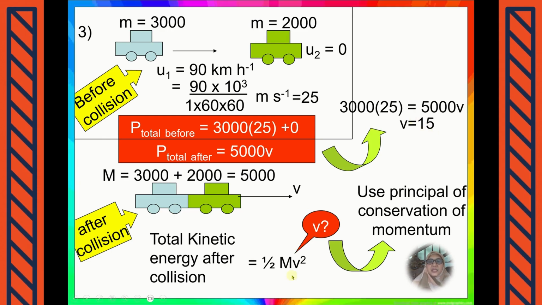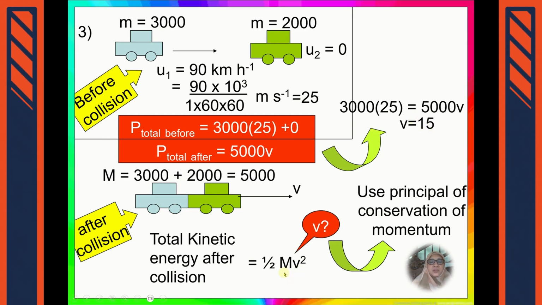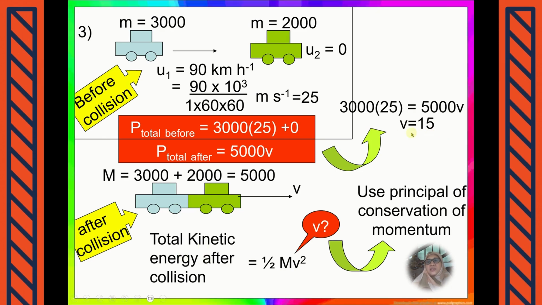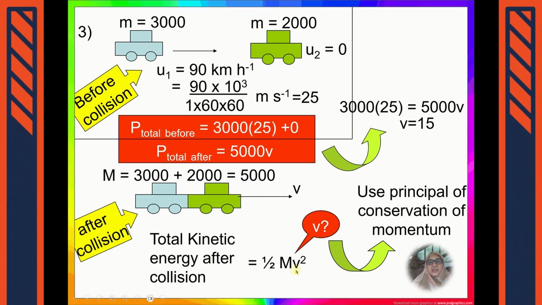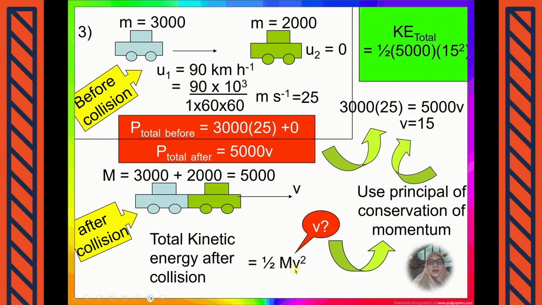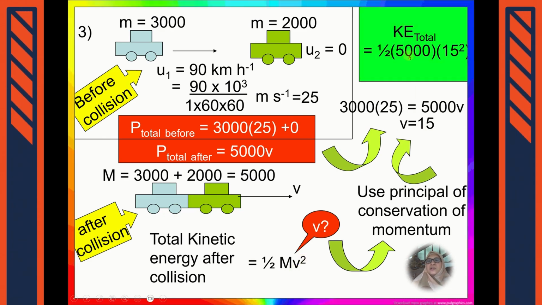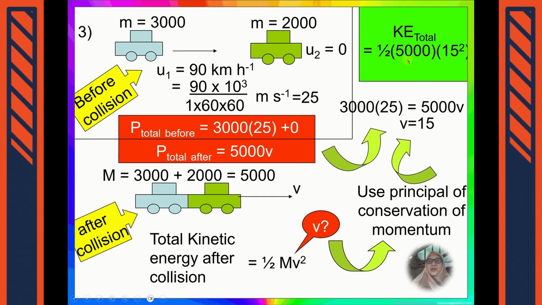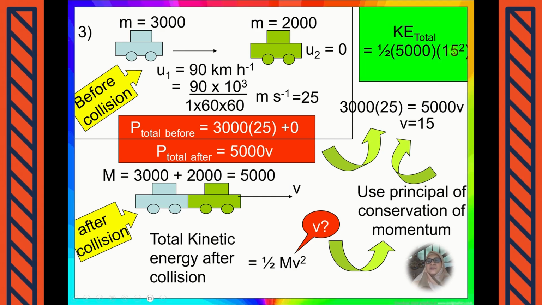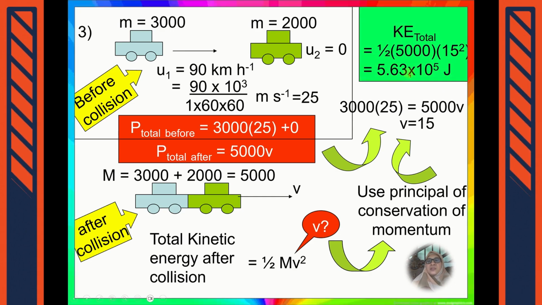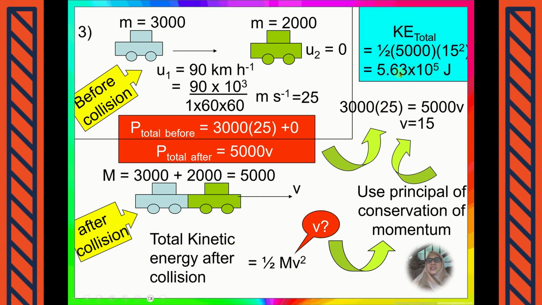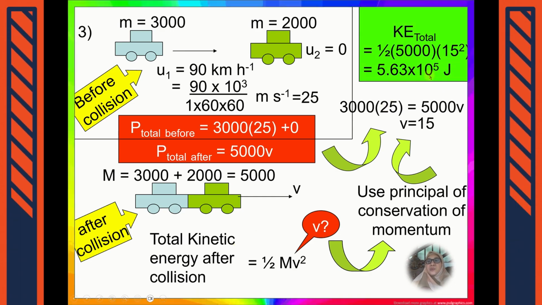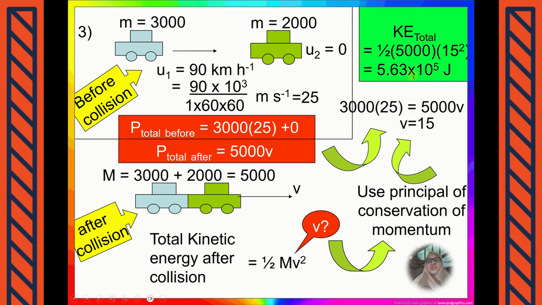So we can substitute into the equation to get the total kinetic energy after collision. Kinetic energy is half mv squared. So m is 5,000, v is 15 squared, and we get the total kinetic energy after collision is 5.63 times 10 to the power of 5 joule. So this is the answer.